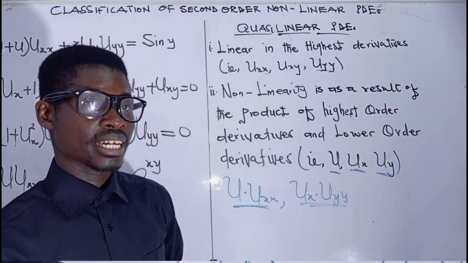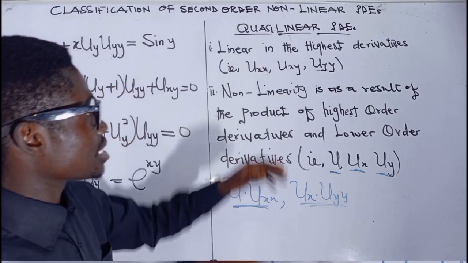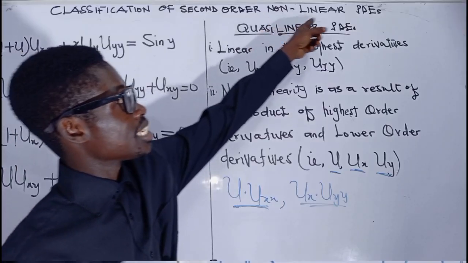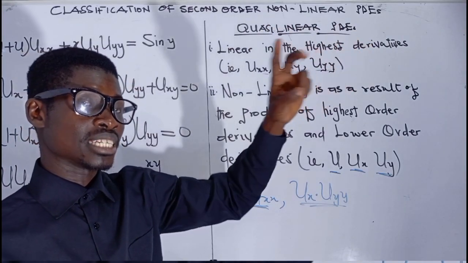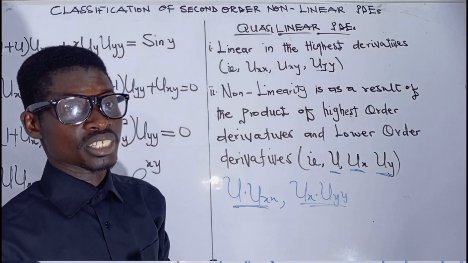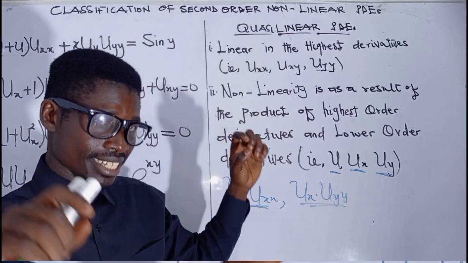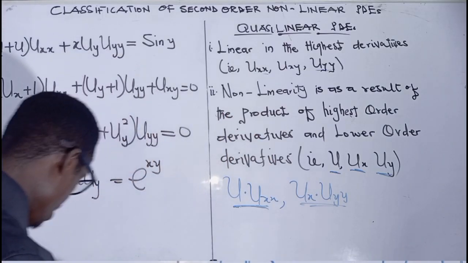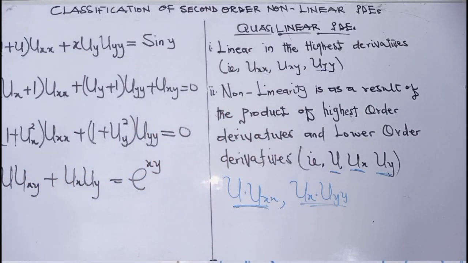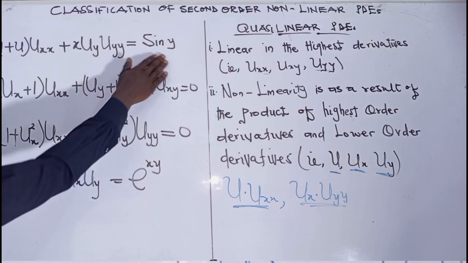Very, very easy and simple. So as I said, with the classification of nonlinear PDEs into semi-linear, quasi-linear and then fully nonlinear, our concentration should be on the highest derivatives. Keep that in mind. So let's look at this example to see if they are actually quasi-linear or not.